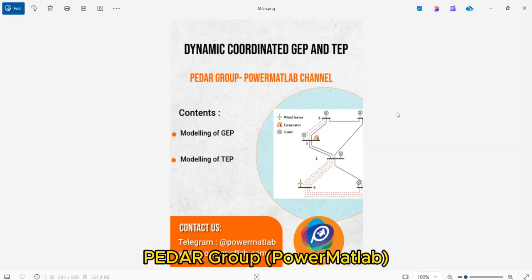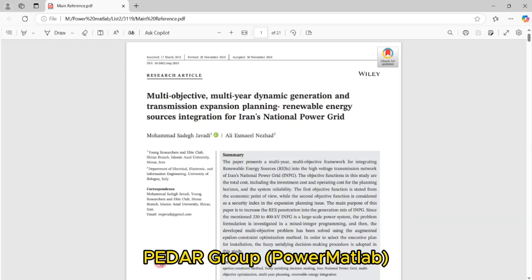using the reference paper that you will be seeing in this video. As you can see here, the reference paper talks about multi-objective, multi-year dynamic generation and transmission expansion planning, incorporating renewable energy resources. Actually, the main question in this paper is here. Where is the best scenario of the generation expansion planning and where is the best scenario of transmission expansion planning?